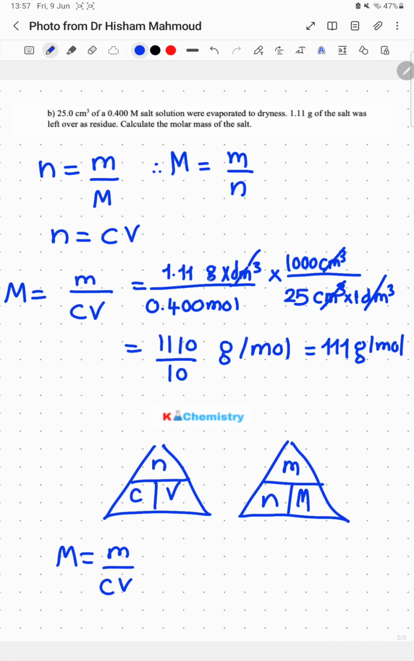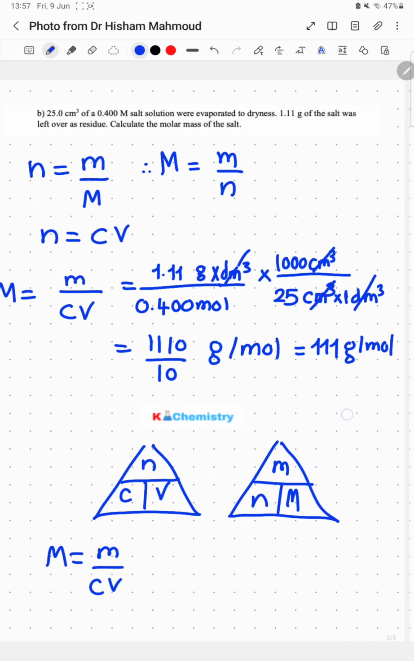The mass is 1.11 grams, and the concentration is 0.400 moles per decimeter cube. That's molar. Remove the molar, this one M, and put moles per decimeter cube. Decimeter cube will come up to the numerator. And then to change this one into centimeter cube, the volume 25 multiplied by 1 over 1000, so 1 decimeter cube by 1000 centimeter cube. Then divide this all by the volume, which is what we found. So now we need to find the molar mass by calculation, which will come as 111 grams per mole.